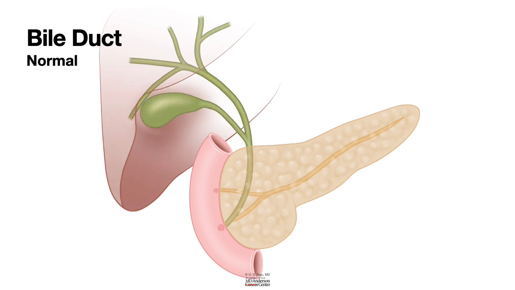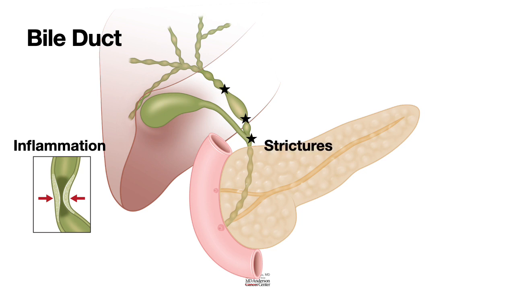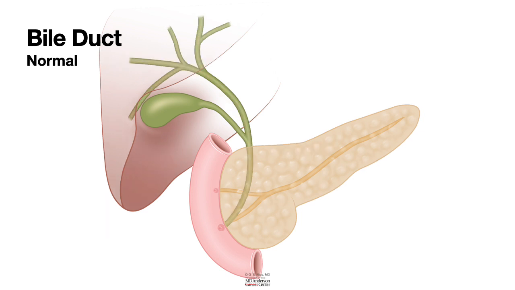So now let us look at a normal bile duct, and in this case there is inflammation involving the bile duct in different segments, and that inflammation results in fibrosis, and the scarring leads to multiple strictures. This is a classic example of primary sclerosing cholangitis. So we've learned about benign strictures related to surgery and benign strictures related to inflammation, i.e. primary sclerosing cholangitis.